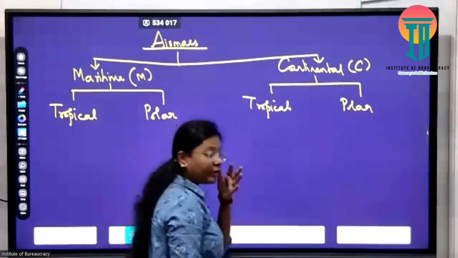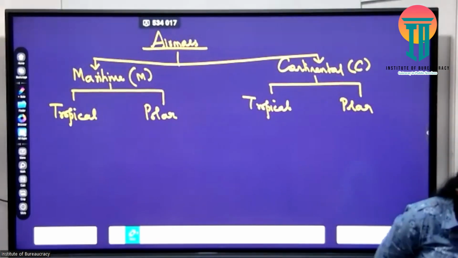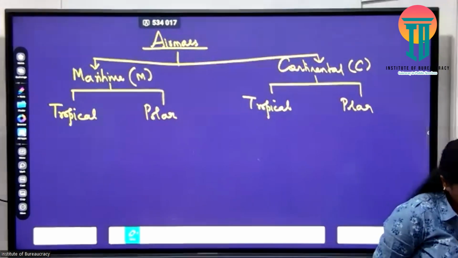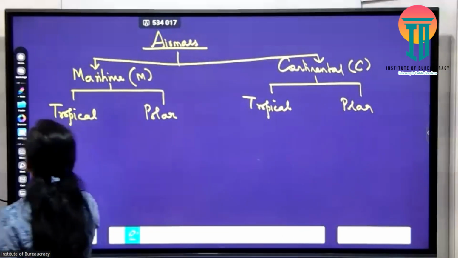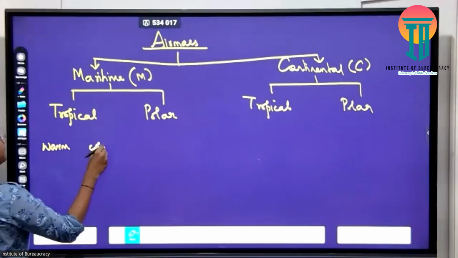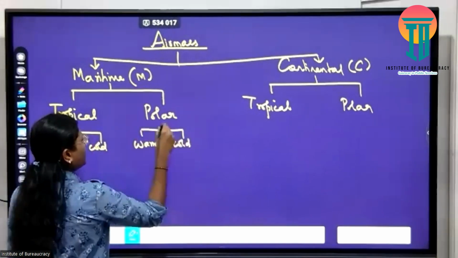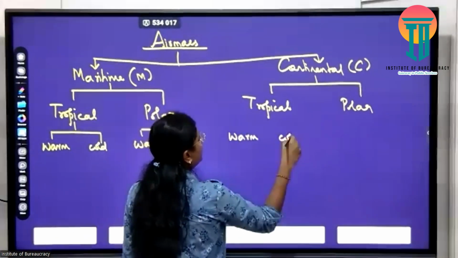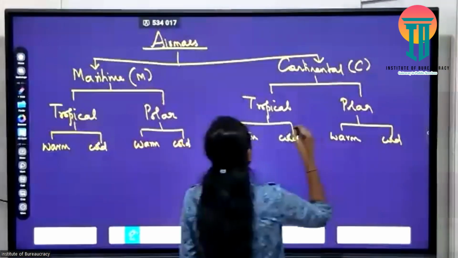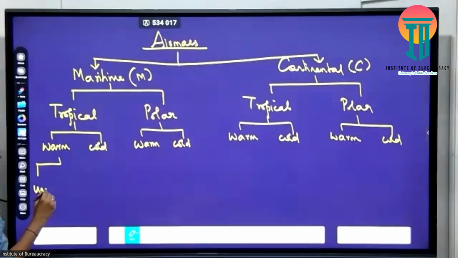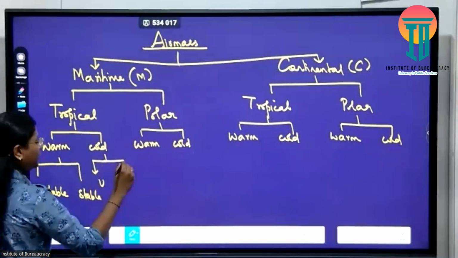This is again further divided. Tropical air masses are further divided into warm and cold, stable and unstable. Stable, stable. Unstable, stable.